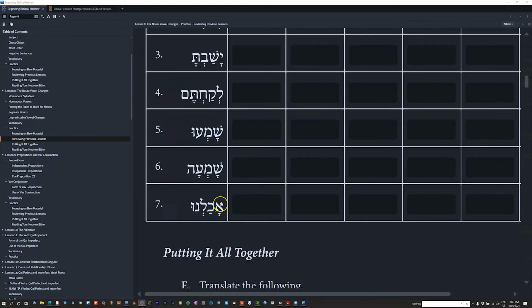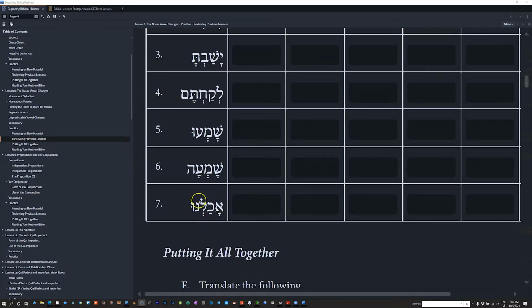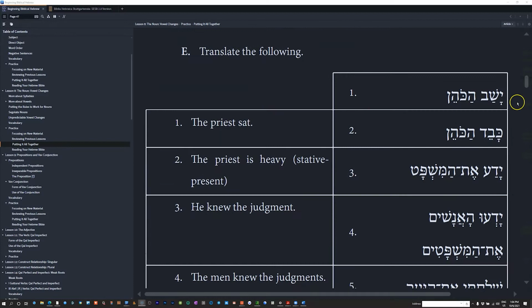So pretty straightforward there. Again, he gives you in lesson 8 some of the explanations for why you've got your second root letter vowel reducing to shewa when you've got a vocalic suffix, why you've got the shift in accent, achalnu instead of achalnu when you've got the consonantal suffix. But a lot of that you don't need to memorize. You don't even really need to know at this point, but it helps you understand why these shifts are taking place. Section E here, the translations.